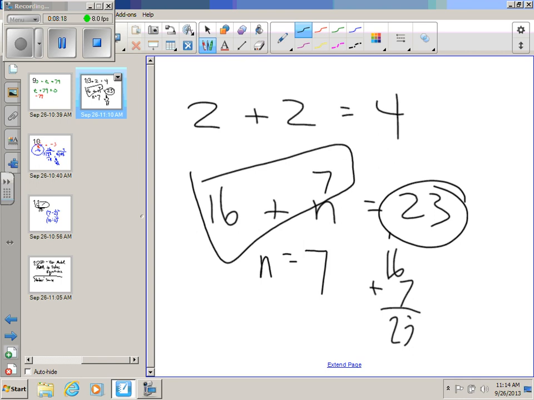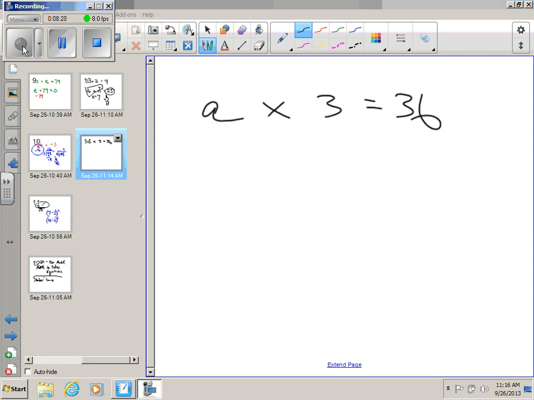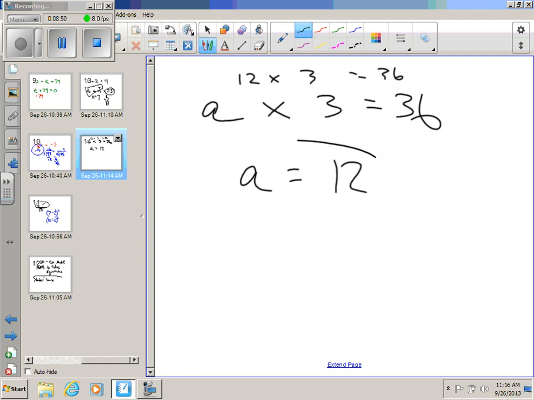A times 3 equals 36. See if you can try that one. It's very important that when you work with equations, you must tell us what A equals. If we need to find out what A is, then we need to find out what A equals. Be very clear with your labeling. A equals 12. Very good. How do we know for sure? Plug it in. 12 times 3 is 36. Very good.